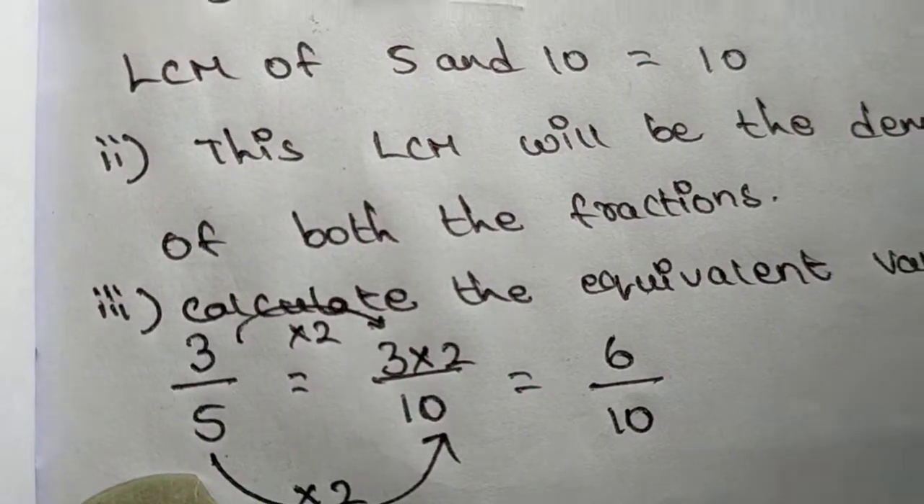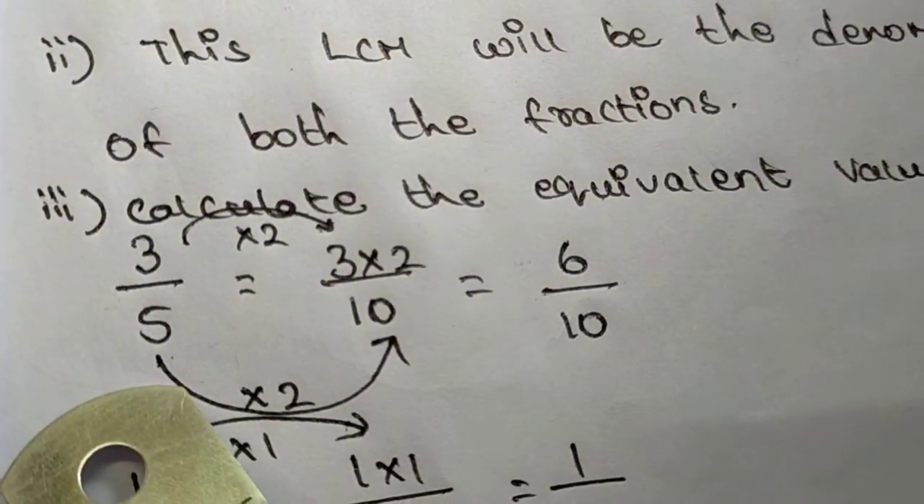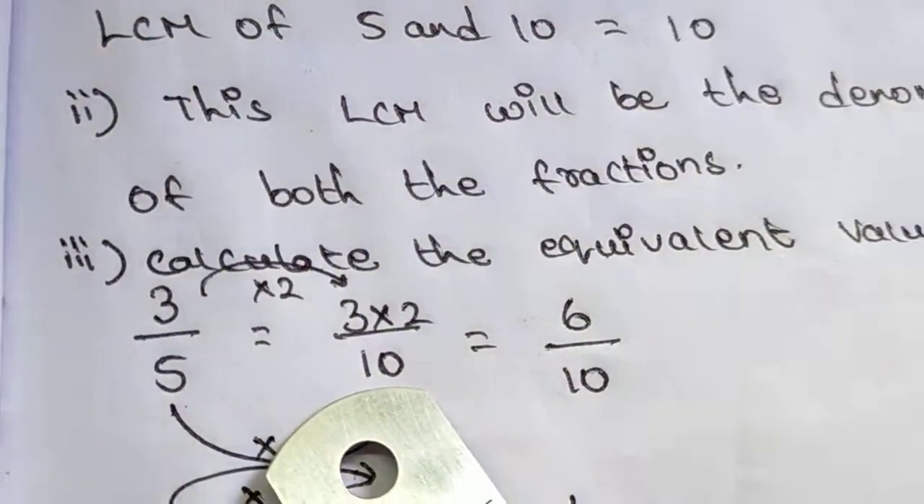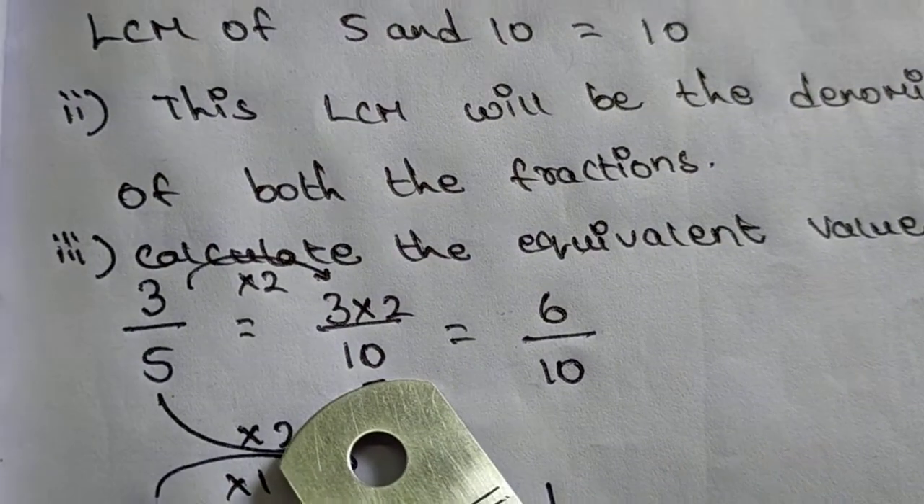Now 3 by 5 is your first fraction. I said whatever the LCM you get, that will be the denominator for both the fractions. So 10 you have taken as the denominator.